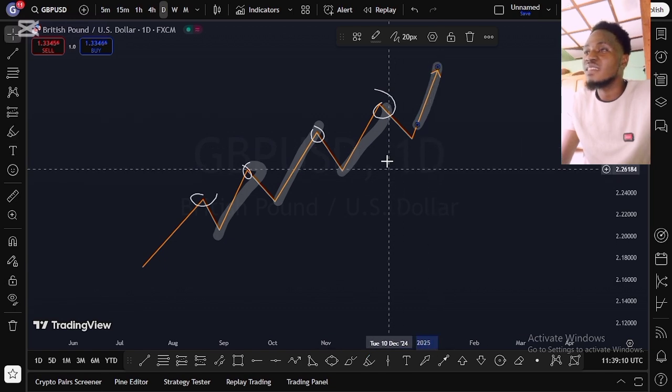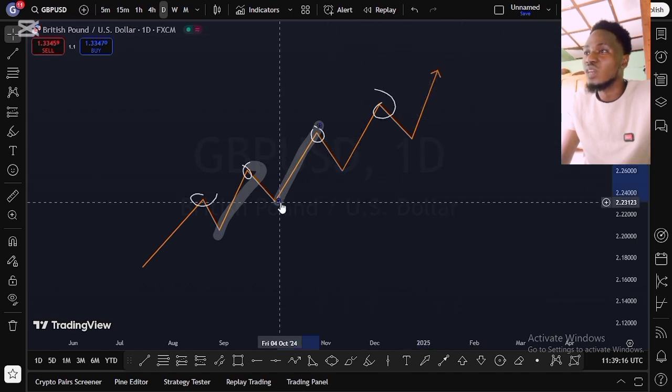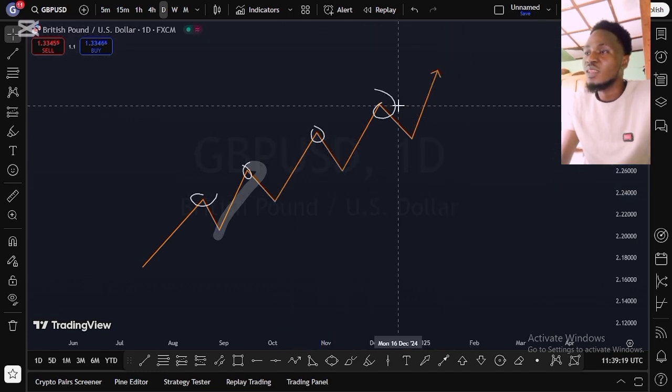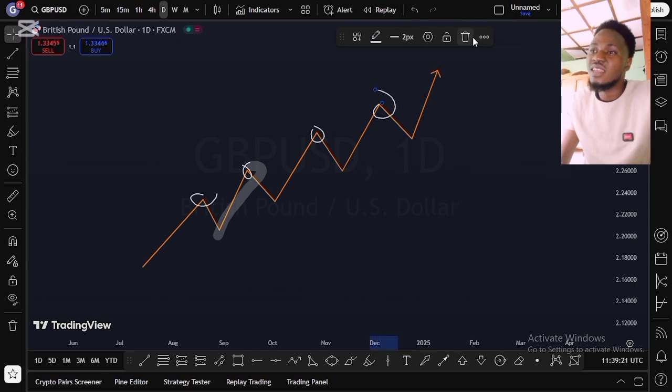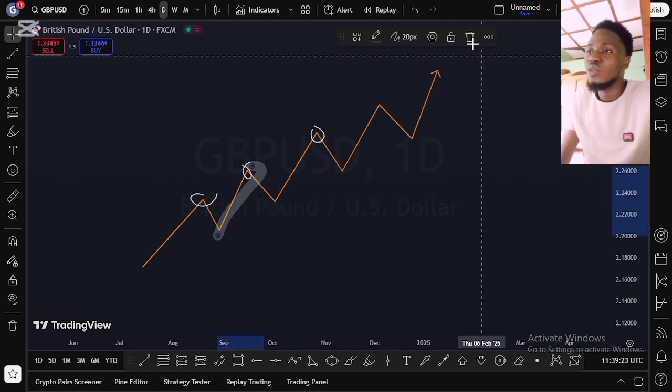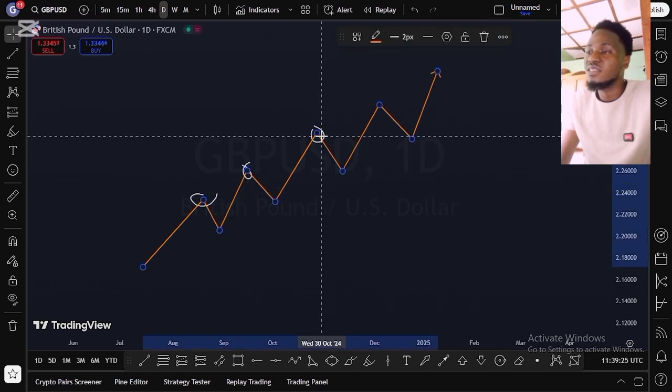Having established that point, now what we want to do is, how do we identify these zones? How do we mark them out? In fact, what causes that level to be a resistance?